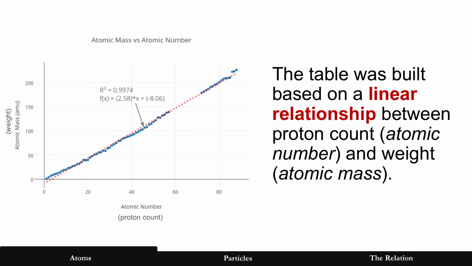The table was built based on a linear relationship between the proton count, i.e. the atomic number, and its weight, i.e. the atomic mass. You can see the graph on the left, and that's the linear relationship. What that allows chemists to do is to predict brand new atomic elements, ones that haven't been discovered yet. They knew exactly what the weight would be and where it would be. And it's simply based on a missing proton count from 1 to 118.